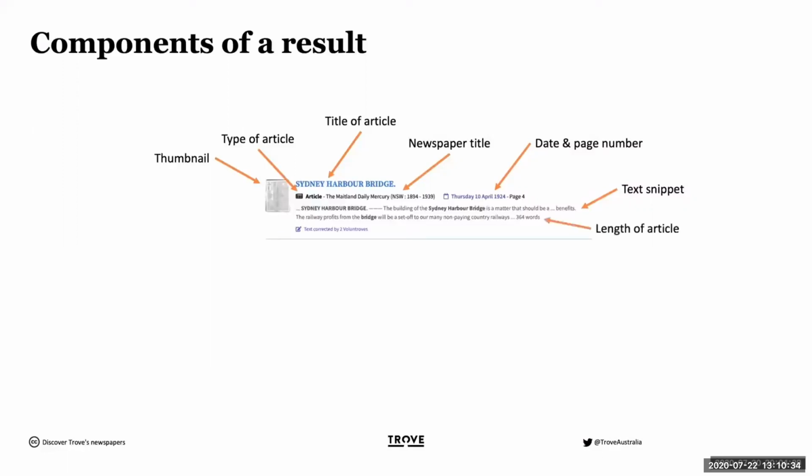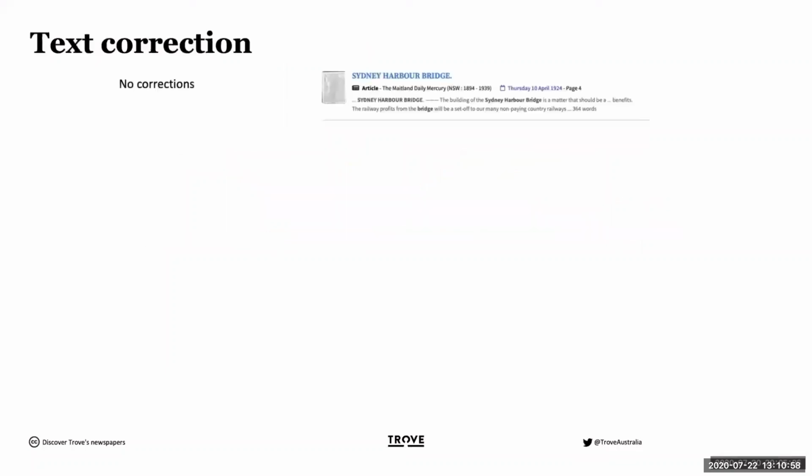Then we have an indicator of the length of the article, and this gives you an idea of whether it's just a short summary or a full-length article. Final component of a result is the correction details. So if there's been any text corrections made, there'll be an indicator here. Now, this is quite important, so I'll go into a few more details on identifying corrections.